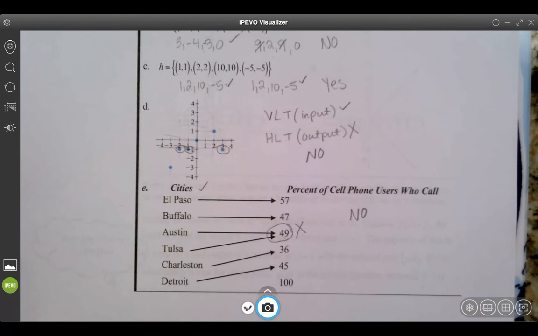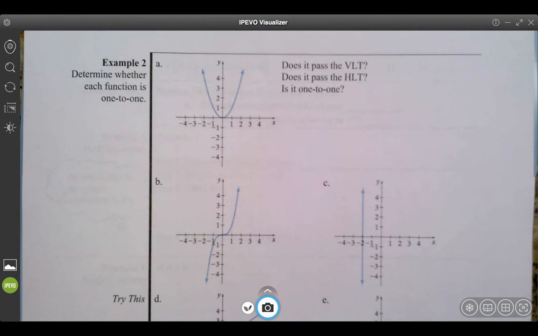Okay, let's look at a few more examples. On example 2 on the next page, we're looking at examples that are graphic. So these are graphing examples. Okay, I'm going to do a few, and then I'm going to leave a few for you to do on your own on the try this.